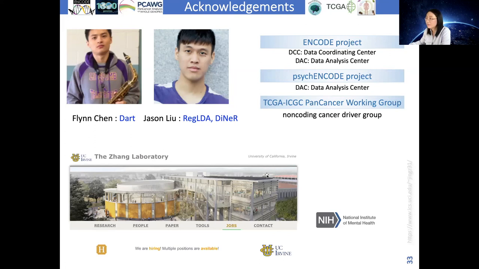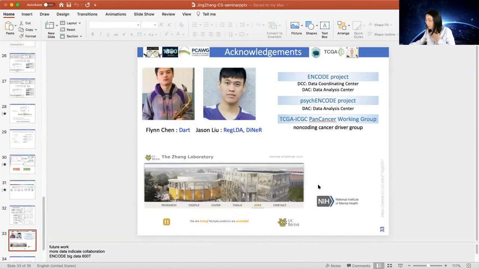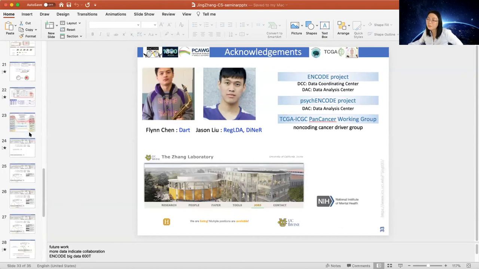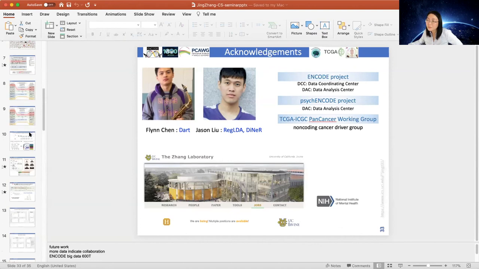Hi, can I ask a question about the CRE prediction, the first part? Is this all trying to predict where the enhancer is actually located?